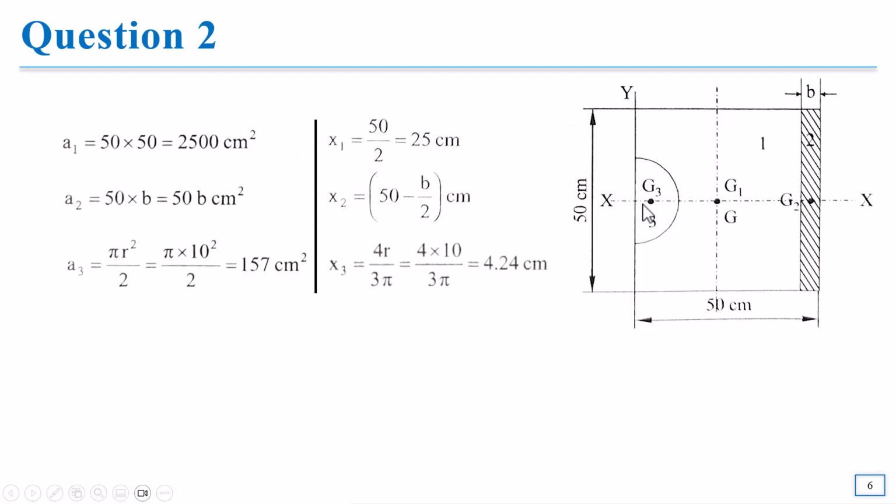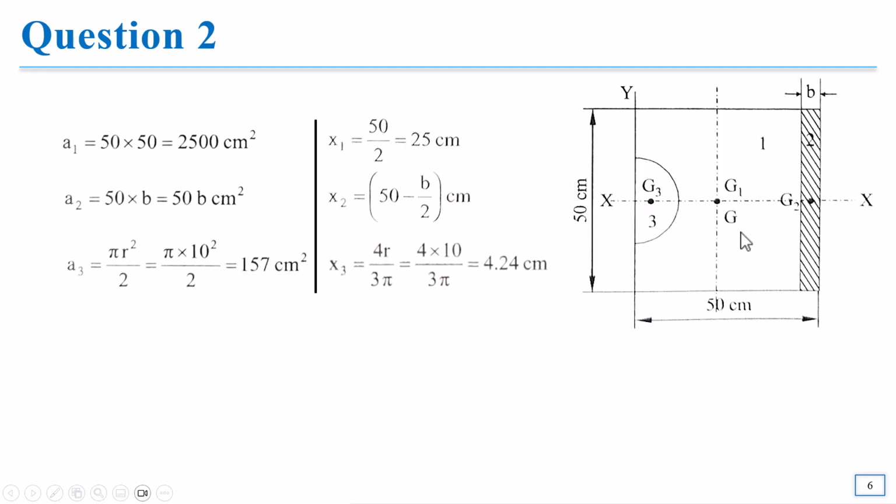Now coming to the third figure, that is the x3 value. So what will be that? We have the reference y-axis and the point G3 is here, and we already know this distance will be 4r by 3 pi. We already learned the equation for that. Now substituting that 4r by 3 pi, I will get it as 4.24.